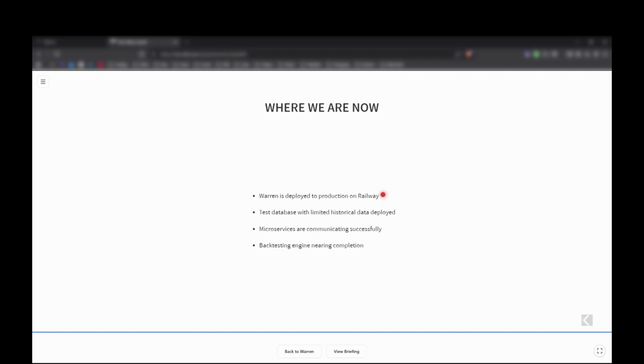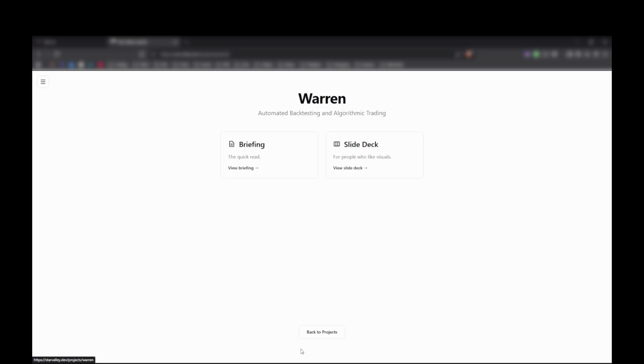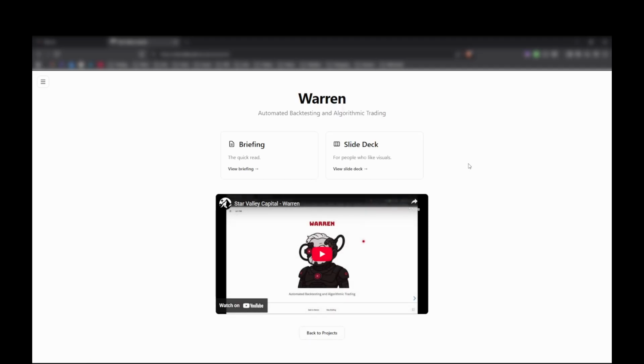Warren was deployed. So I took Warren off Railway and just run it locally now, because it was costing me money for cloud compute for no reason. Nobody was using it but me. So it just seemed stupid to keep paying Railway when I can just run it locally on my computer. Backtesting engine is complete. Microservices do communicate with each other now via Kafka. So that's Warren, and that's about 6 months of work.